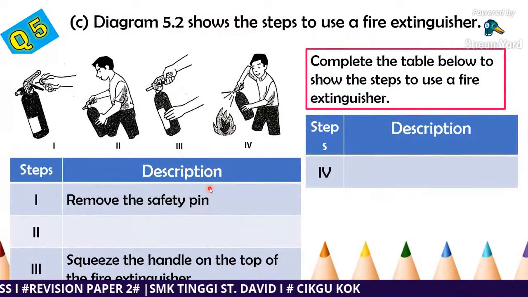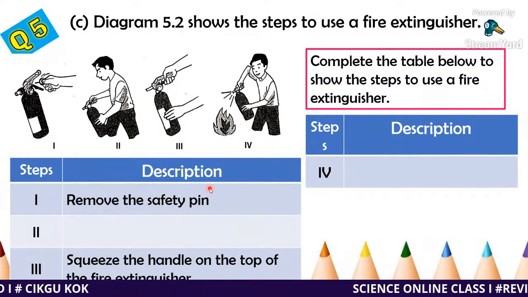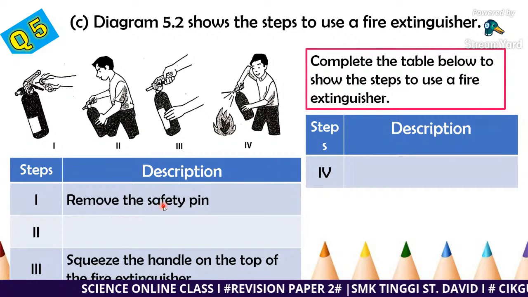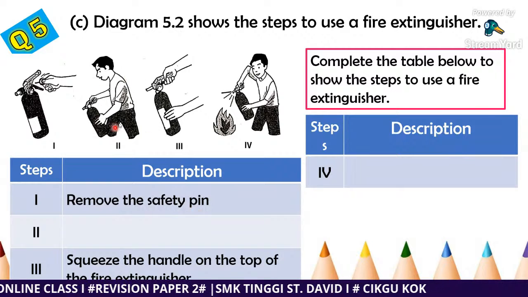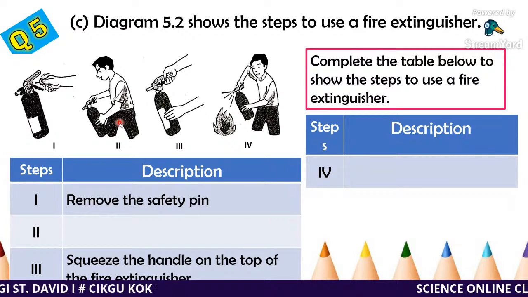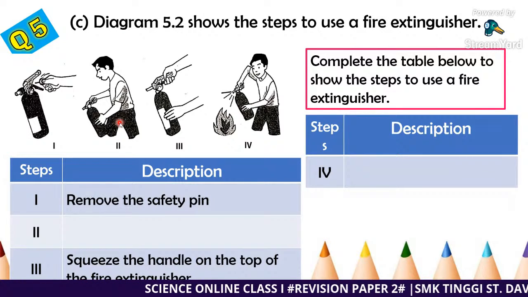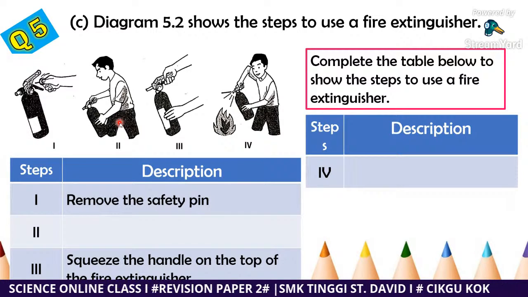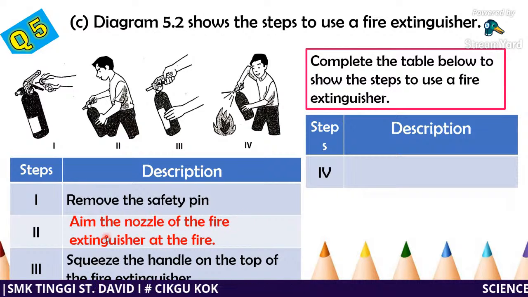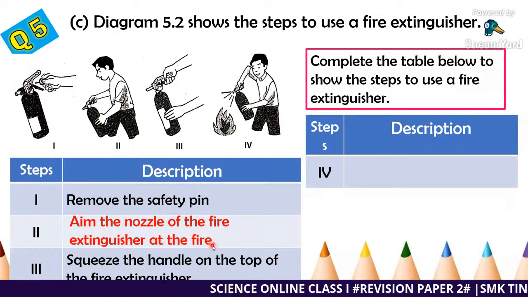Okay, this one is diagram 5.2. It shows the steps for using the fire extinguisher. The first step, the diagram shows them removing the safety pin. Number two, you see the person holds the nozzle and aims at the fire. This is the second step. So the answer is aim the nozzle of the fire extinguisher at the fire. You hold the nozzle, then you aim at the fire.